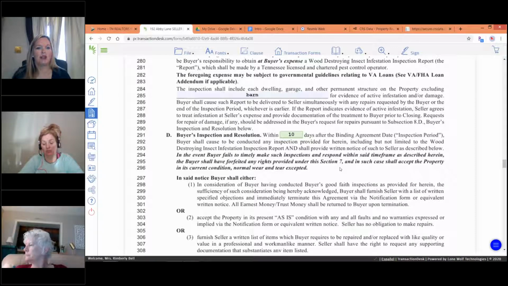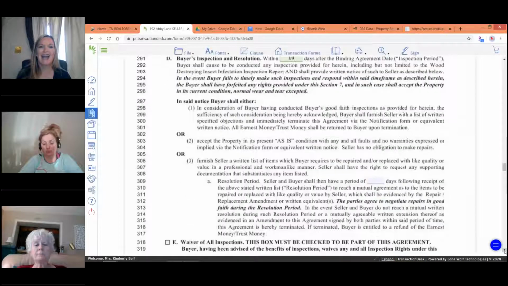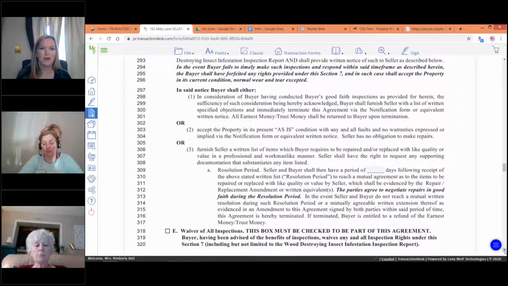In said notice, buyer shall either, in consideration of the buyer having conducted the buyer's good faith inspection herein, sufficient consideration, they can just give a list of objections and all money is returned to the buyer. They say, I don't want it. There's water in the basement and I don't even want to try to fool with it. Even if you fix it, it'll never be right. You have a buyer like that? I've had buyers like that. It'll never be right. Okay, let's just get out of it.